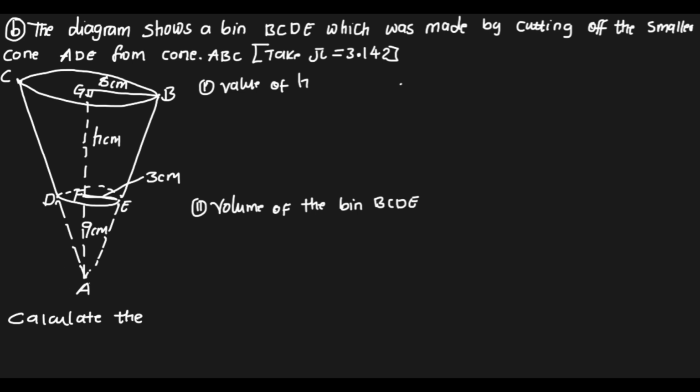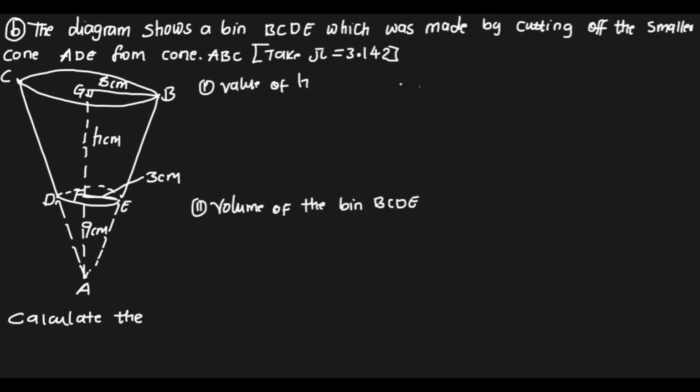The big cone is A, B, C. That is our big cone. Then the smaller cone is A, D, E. That is our smaller cone. So for us to find the value of H, we are going to use the principle from similar figures. So what are we supposed to do? We have the radius of the smaller cone divided by the radius of the larger cone.